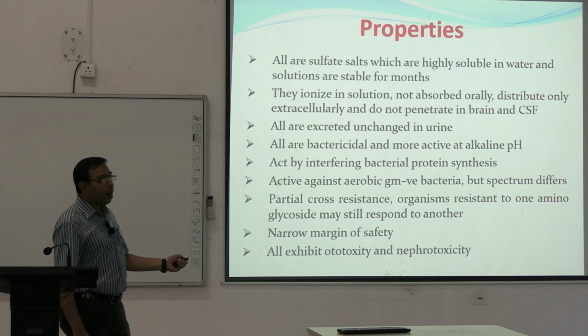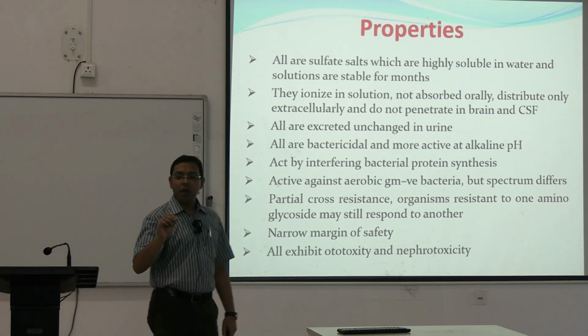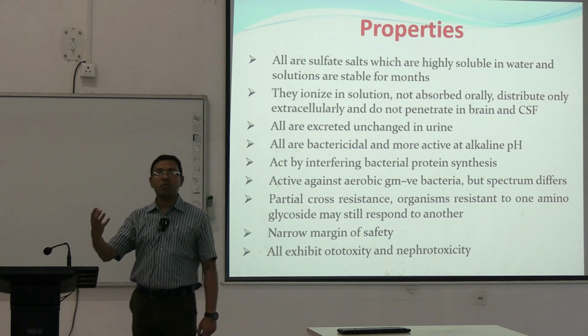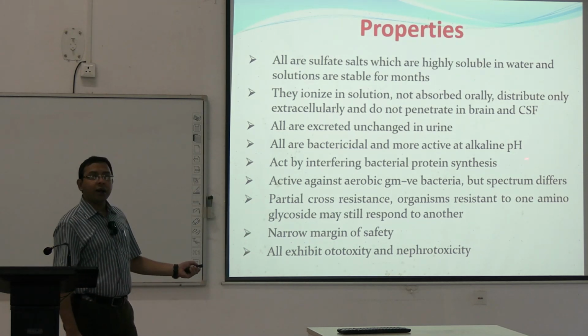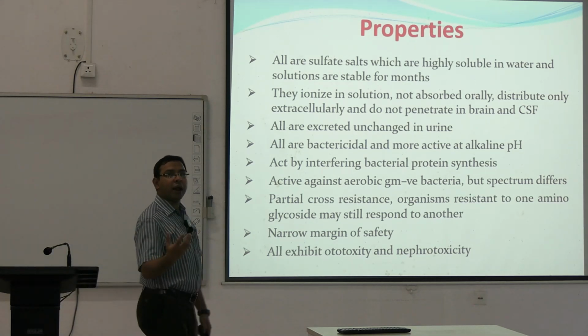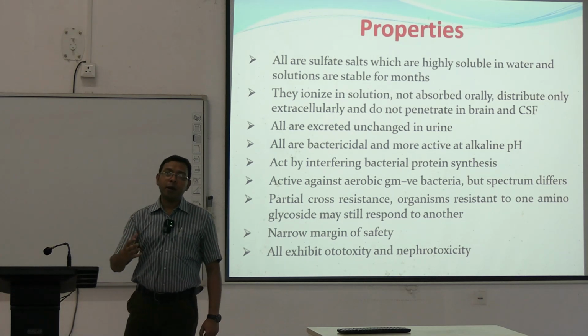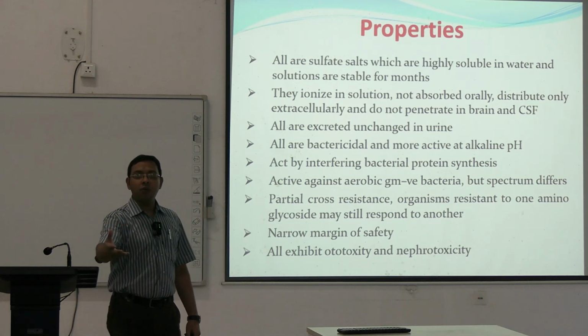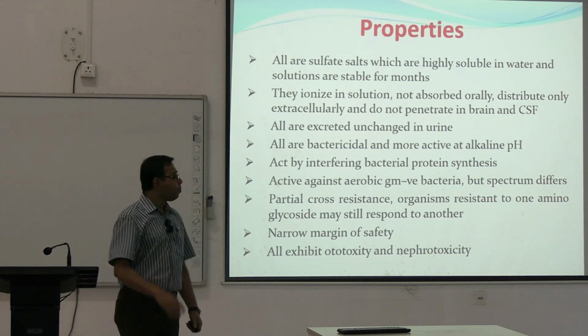All are bactericidal and more active at alkaline pH. So these are bactericidal compounds and they achieve bactericidal concentration in different body fluids when given, and they are more active at alkaline pH. So if we can make the body fluid alkaline, for example, if there is a urinary tract infection and we are using gentamicin, and we alkalinize the urine, there will be more effect of these aminoglycosides on the bacteria.